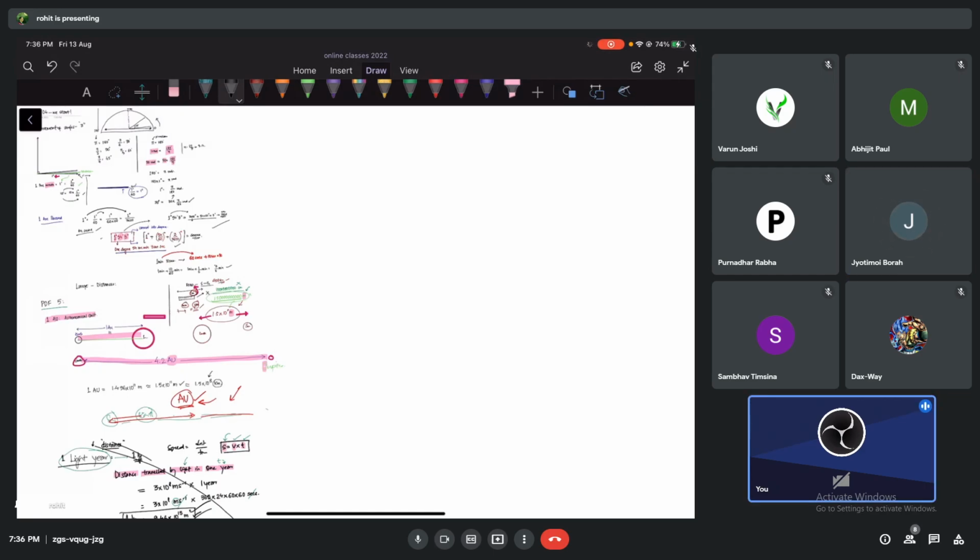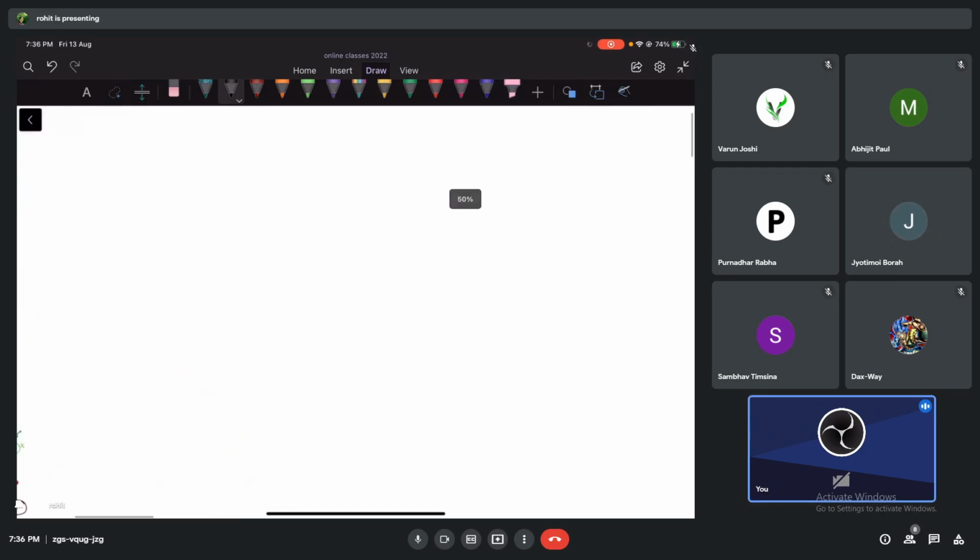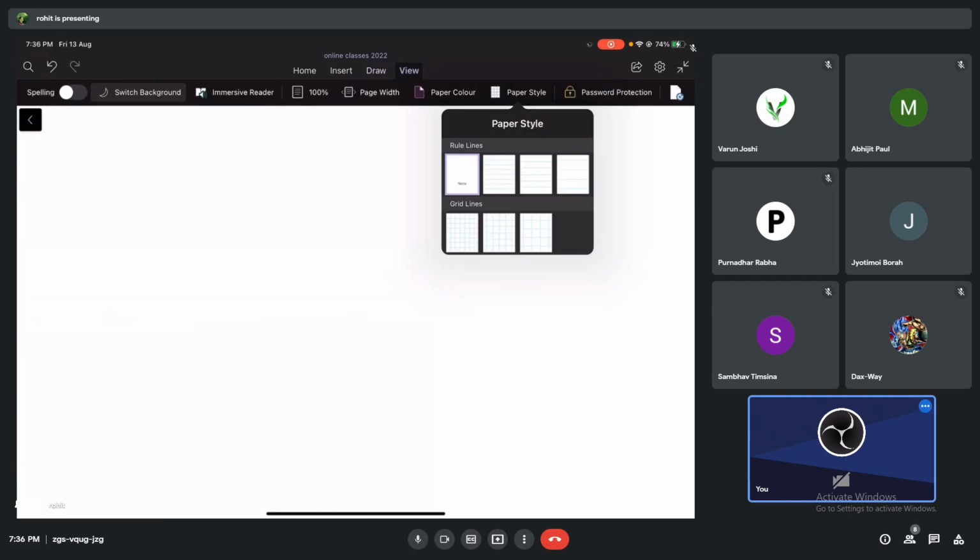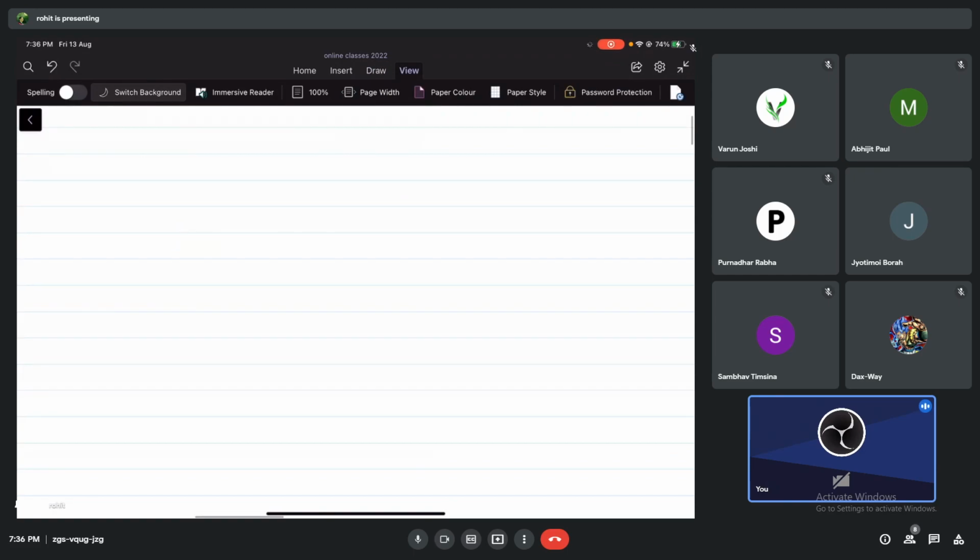So number 7, I'll tell you what this is. I'm going a bit fast, guys, because I have tuition again, I told you, class 12. So I was talking about this one, measurement of large distances. How do we measure large distances?